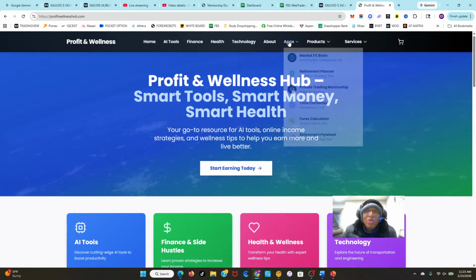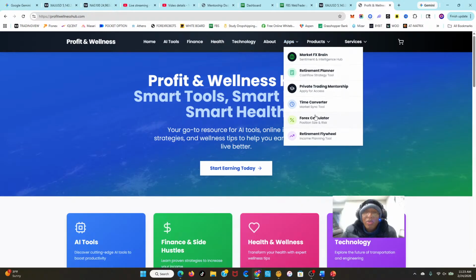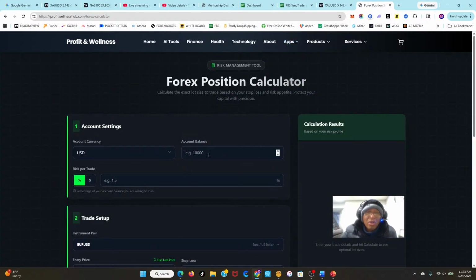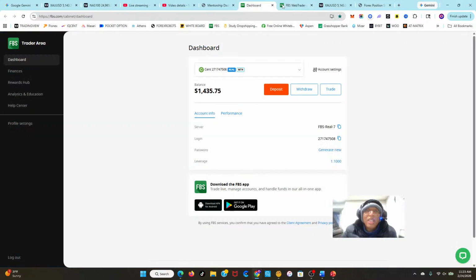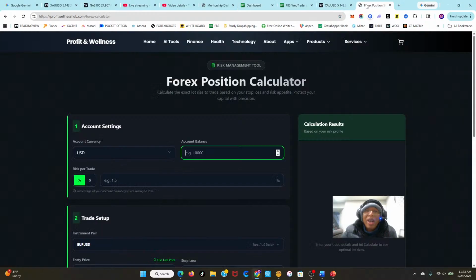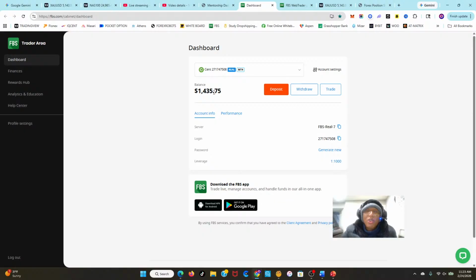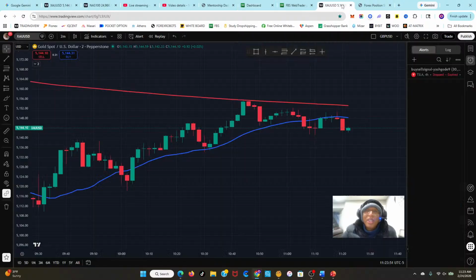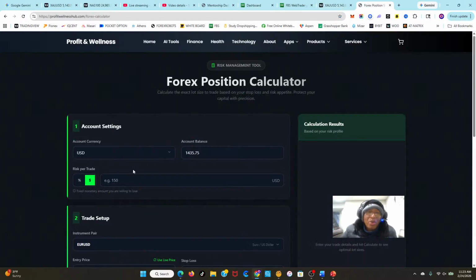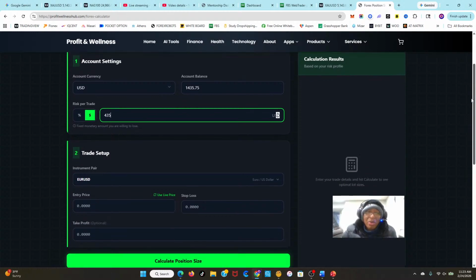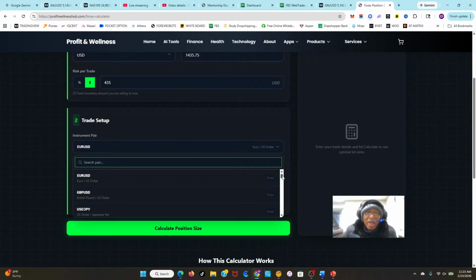So now we're going to go to apps, and then you go to Forex calculator. The account balance in this case is 1435.75. How much do you want to risk in terms of dollars? My student can decide. So you want to risk $435, for example.